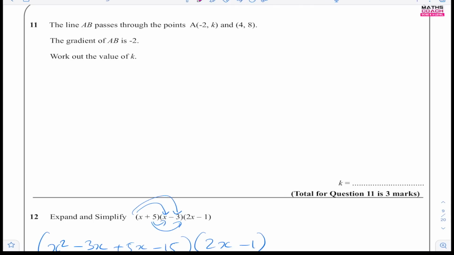Question 11. The line A to B passes through the points A (minus 2k, 4) and B (8). The gradient of A to B is minus 2. Work out the value of k.